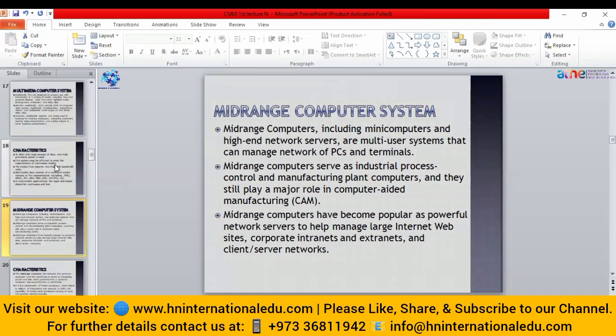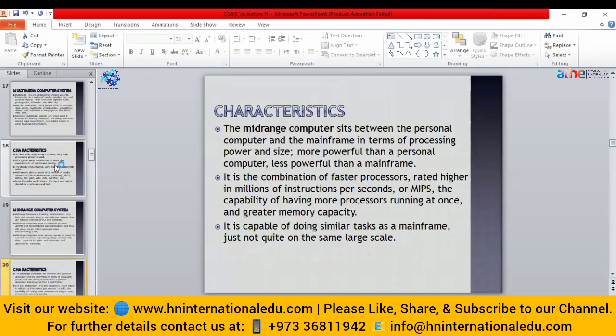So mid-range computers have become popular as powerful network servers to help manage large internet websites, corporate intranets and extranets, and client-server networks. Where we have to facilitate multiple clients, we can use mid-range computers. We can use mid-range minicomputers and mainframe computers.